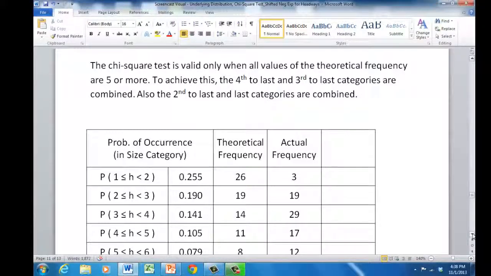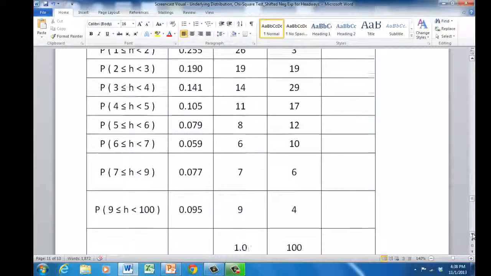I have to remember that the chi-squared test is valid only when all values of the theoretical frequency are 5 or more. To achieve this, the fourth to last and third to last categories are combined. Also, the second to last and last categories are combined.